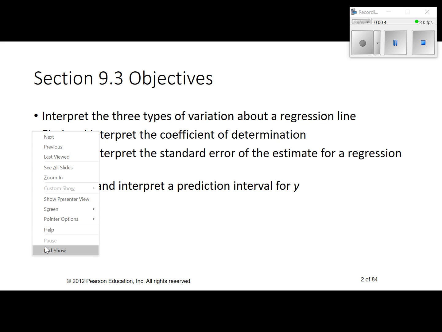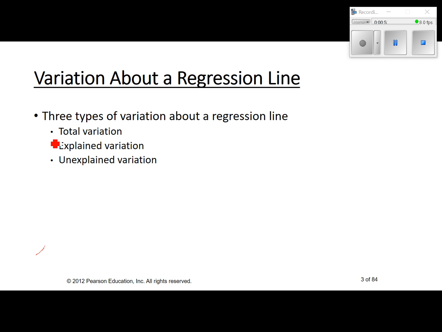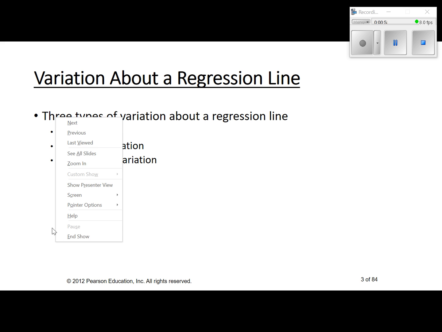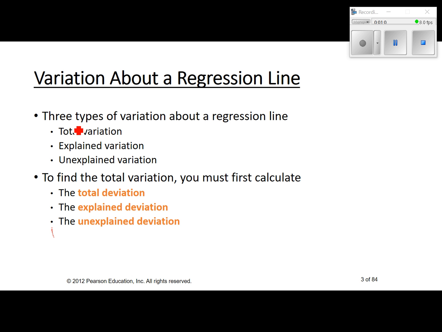We went through all this, so I'm going to go sort of quickly. Remember the 3 types of variation: total variation, explained variation, unexplained variation. Before you can find any of those, you have to find the total deviation, the explained deviation, and the unexplained deviation. And this is talking about how your y's from your data deviate from your regression line, or your prediction of what the y's should be.